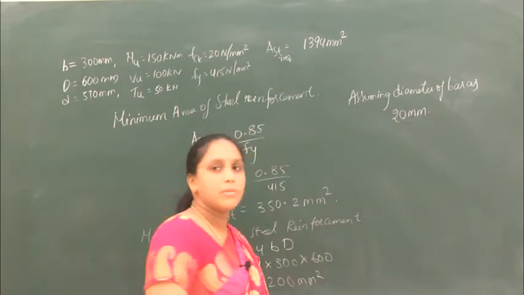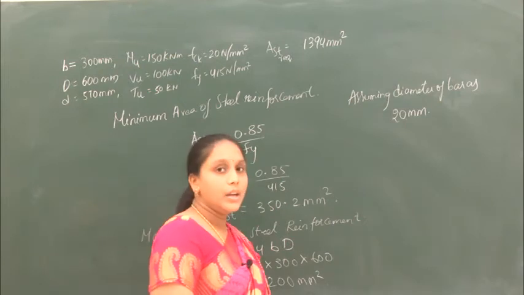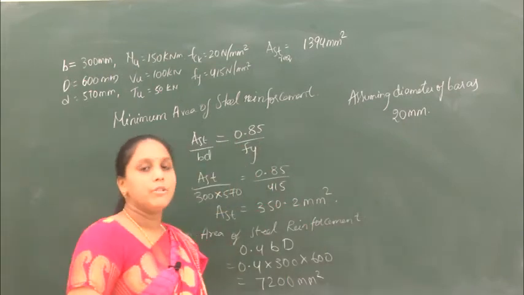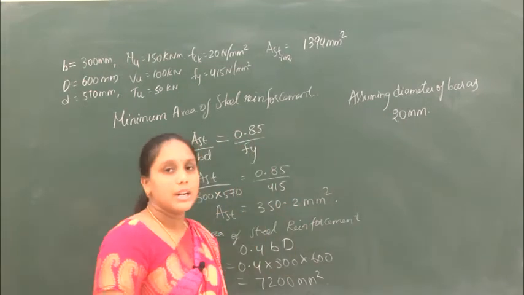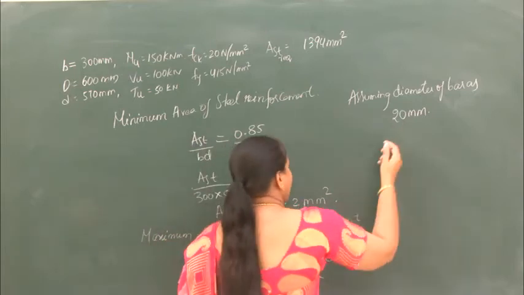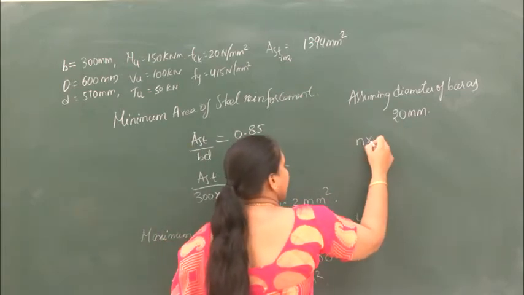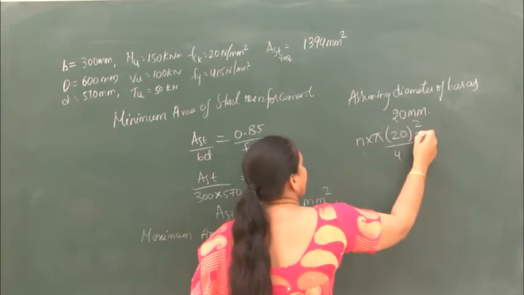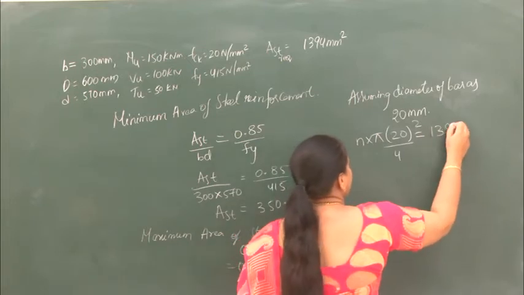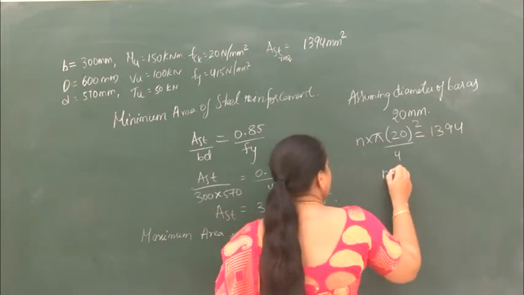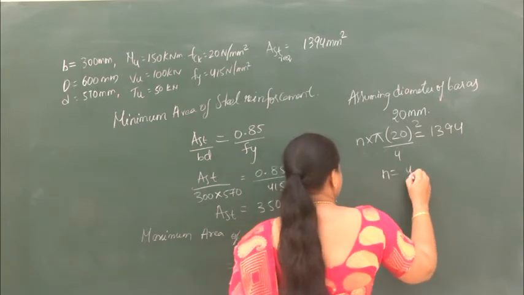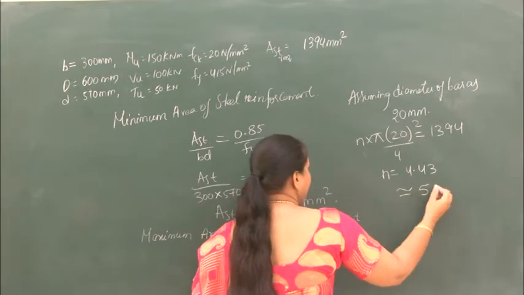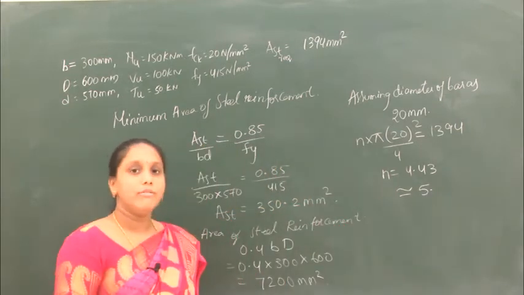So the diameter of the bar, how much am I assuming here? It is 20 mm. Now I am going to calculate the number of bars required for this particular Ast of 20 mm dia. So I will calculate n into pi d square by 4. D here is how much? 20. Divided by 4 is equal to 1394. So from this you will get a value of number of bars as 4.40, which approximately we can take as 5 number of bars.